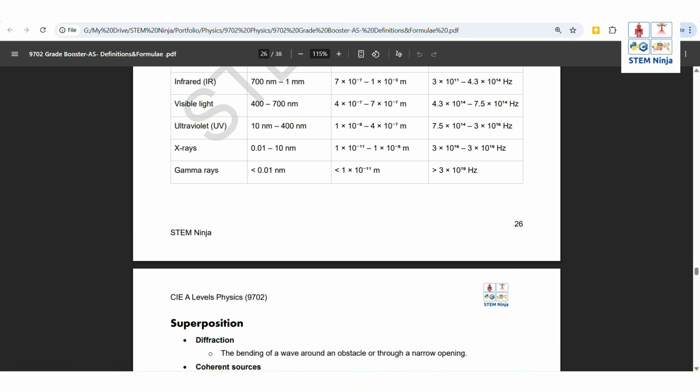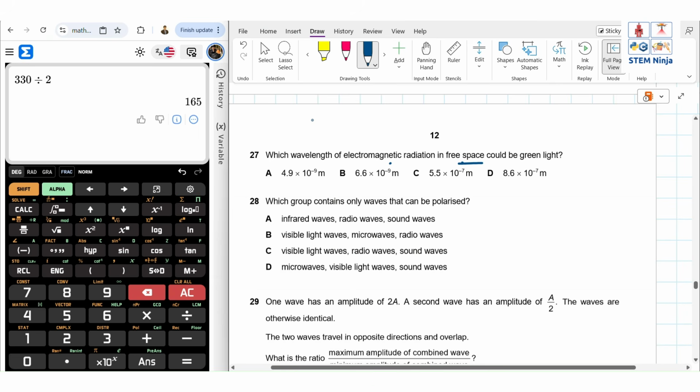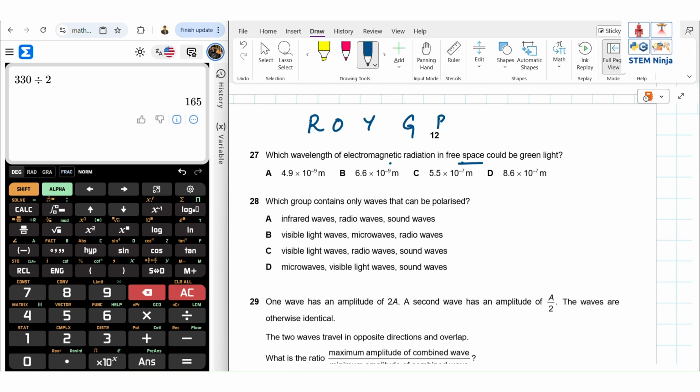And how do we figure out which color lies in this? So we have ROY G BIV. This starts from 700 and decreases by 50 each: 650, 600, 550, 500, 450, 400. These are all nanometers. Green is at 550 nanometers, which is 5.5 times 10 raised to the power minus 7.